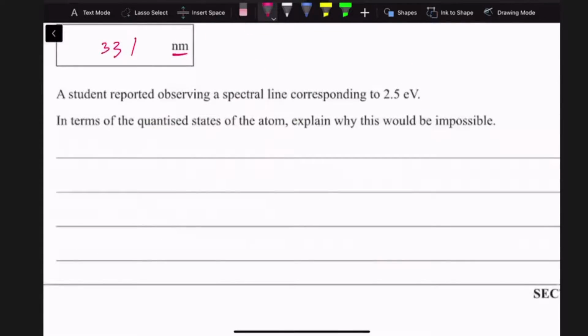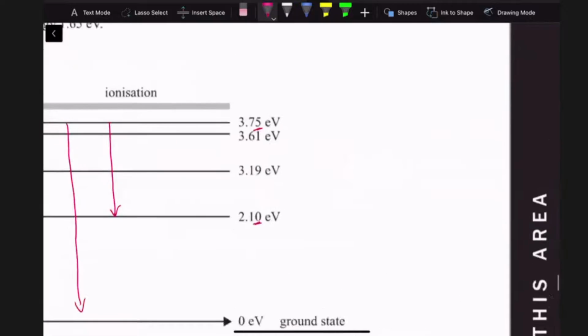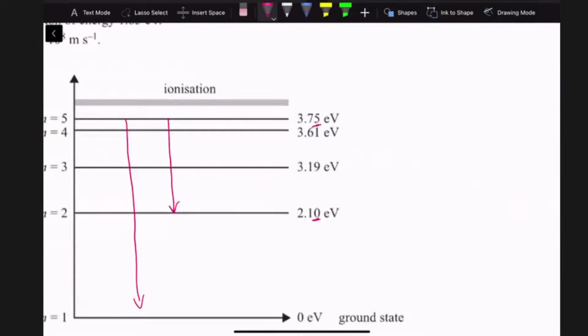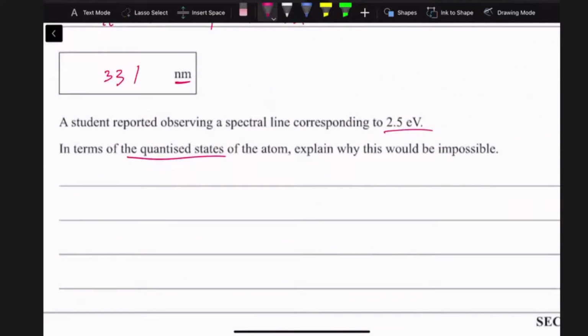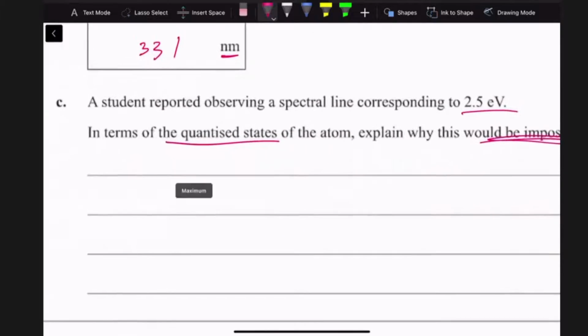331. So a student observed a spectral line corresponding to 2.5, and then in terms of the quantized states, explain why it would be impossible. So if we're looking for a difference of 2.5, we cannot find one. And that makes sense, given that it's asking us to find why it's impossible.